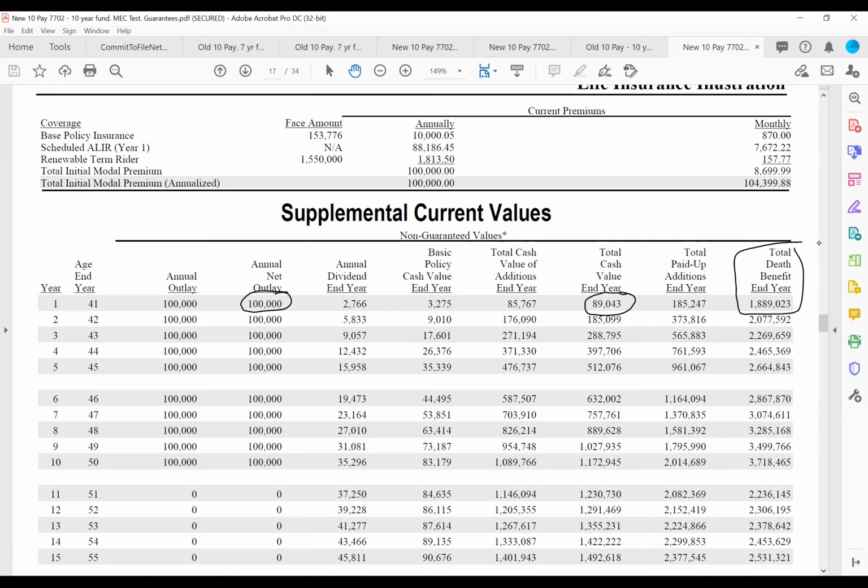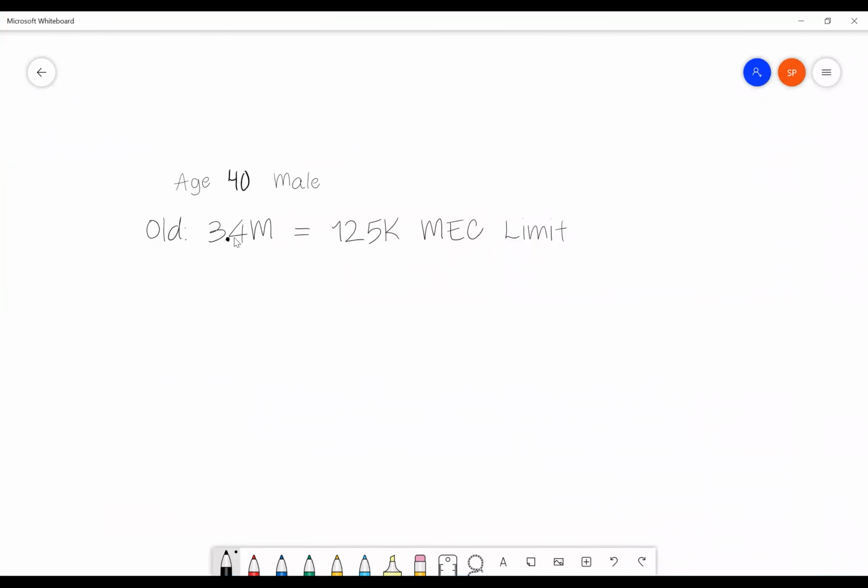Before we look at the MEC limit, where's your money going? Policy design, premium. We've got it at 10%, which is as low as MassMutual will allow, 10% of the total payment. Here's your PUA, same thing with scheduled AILR, about $88K. And then here's your term rider, $1,800. So the term rider does not necessarily cost less here. The difference is we need less death benefit to obtain the same MEC limit. So we had a MEC limit of about $125,000 based on what? The $3.4 million death benefit.